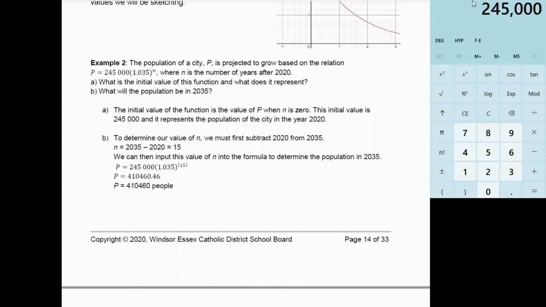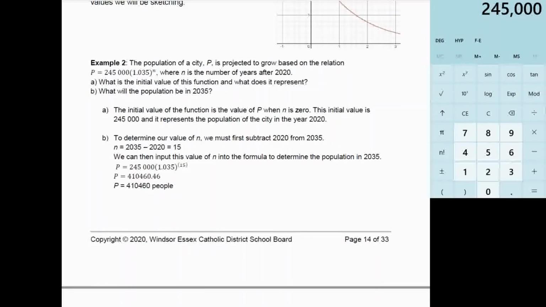So the initial value of the function is what we see there for our a. It's 245,000. What it represents is the population in the year 2020, because the value of n represents the years after 2020. So we put 0 in for n, and we will get this value.